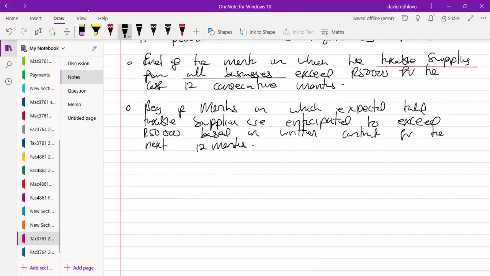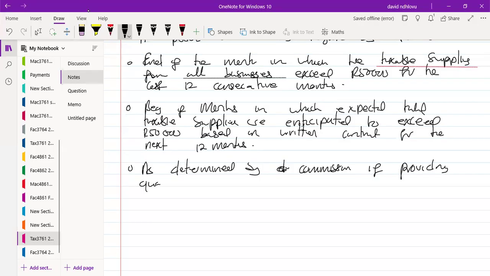Then the last one is as determined by the commissioner, if providing qualifying goods and services. So that's voluntary registration.